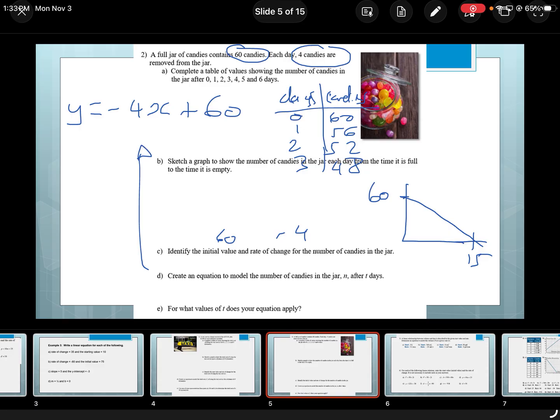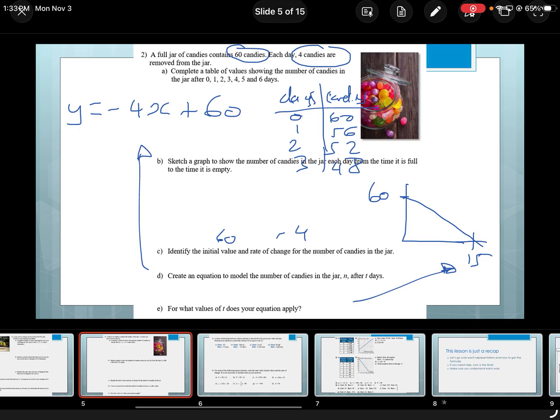For what value of t does your equation apply? And as we've just done it, it's 15 days. The reason it doesn't apply after that is because on the 16th day, there would be no candy to take. What are you taking it from, right? So that's where it stops. So it goes up to 15. Okay.